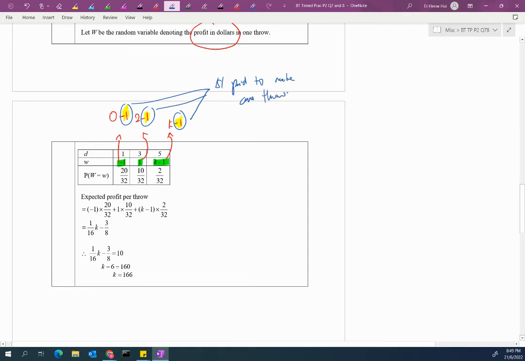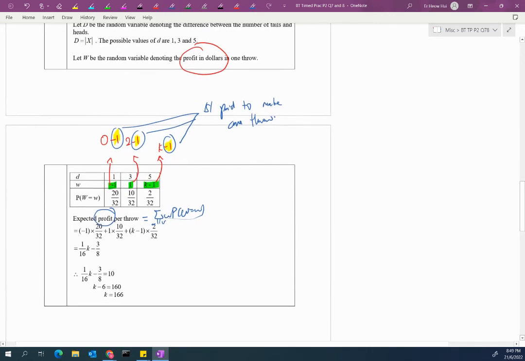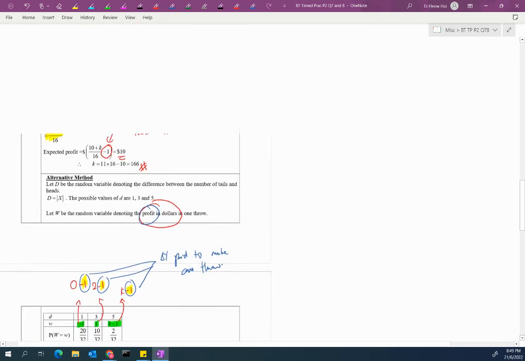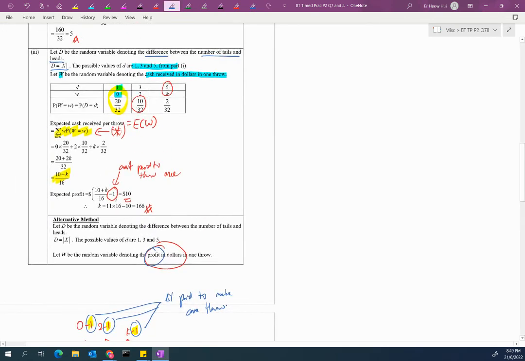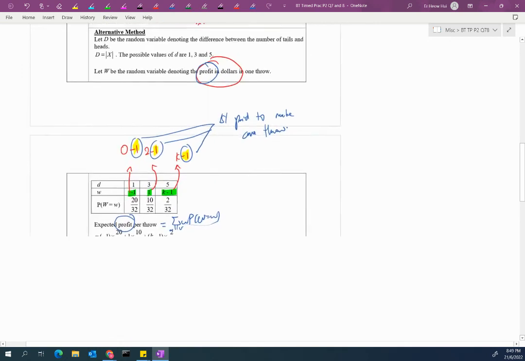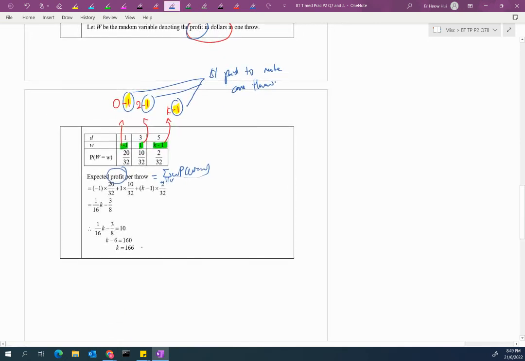Now when you're calculating the expectation, which is the sum of w times P of W equals w over all w, this is exactly the profit, because you have defined it as profit. Unlike in the original solution, where I defined it as the cash received. But ultimately, I should still get K to be 166, and that will end this particular question.